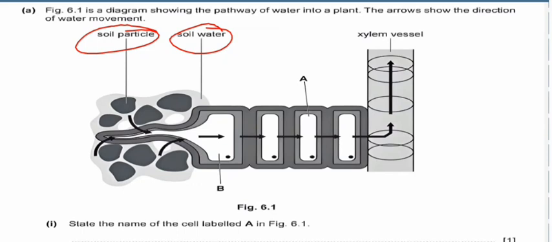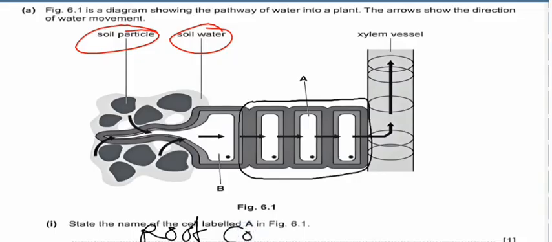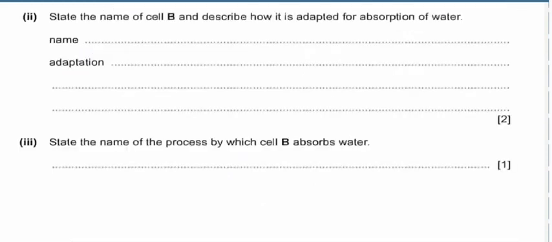Roman numeral number 1. State the name of the cell labeled A in figure 6.1. So the name of cell labeled A, this cell here, it is called the root cortex cell. The next one. State the name of cell B and describe how it is adapted for absorption of water.